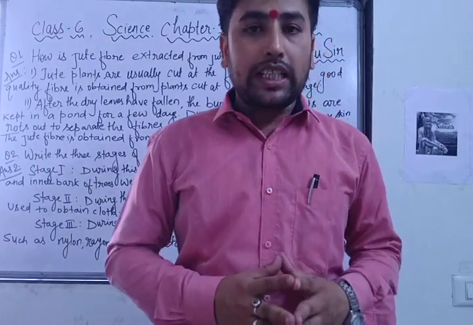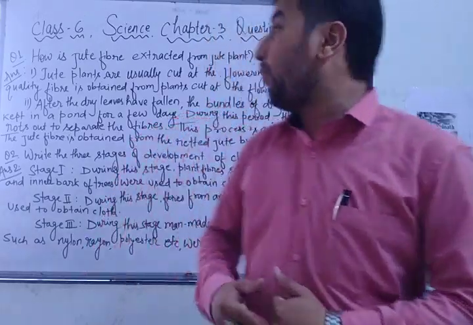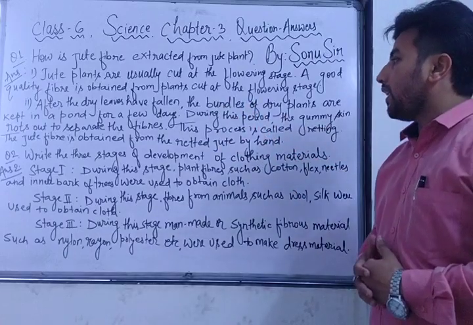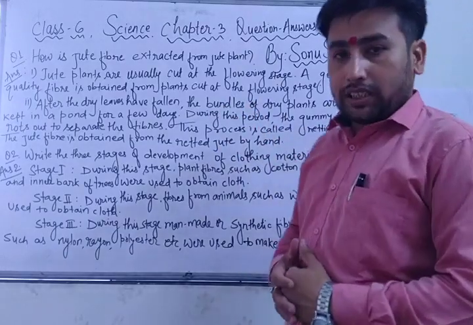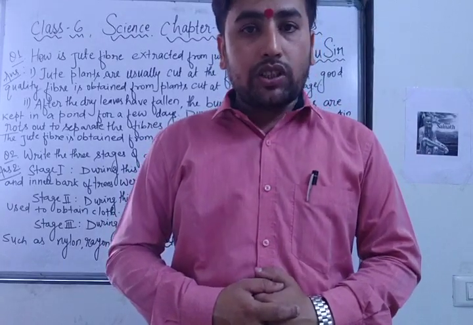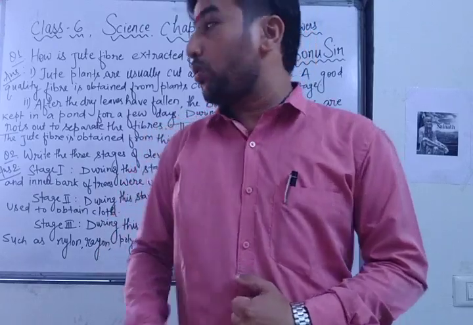So the first point written on the board is that jute plants are usually cut at the flowering stage. You can see here that a good quality fiber is obtained from plants cut at the flowering stage. That means as we cut the jute plants at the flowering stage, jute gives us a good quality fiber. Now to point number 2.